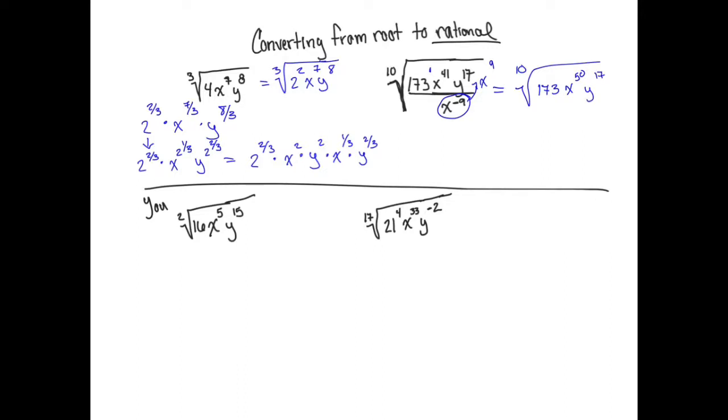So when we write this with the index number in the denominator of the fraction, with a rational exponent, we have 173 to the 1/10 power times x to the 50 over 10 power times y to the 17 over 10 power. This is going to stay 173 to the 1/10. This one simplifies to x to the 5th. Then this one simplifies to y to the 1 with a remainder of 7, so 7/10. So we would say 173 to the 1/10 power, times x to the 5th, times y to the 7/10.